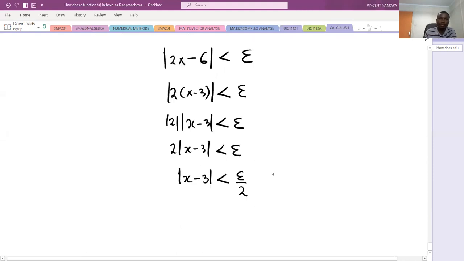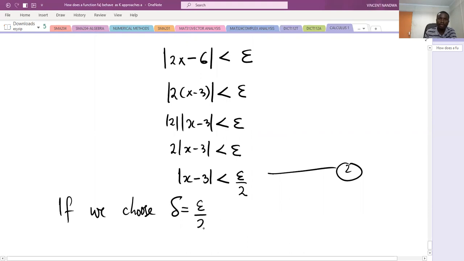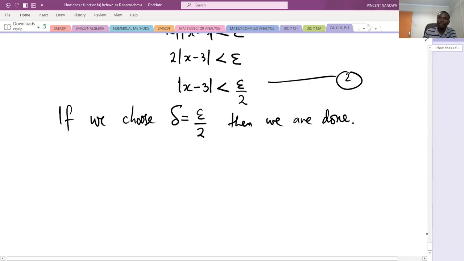So if we call this one equation 2 and then compare with equation 1, then if we choose delta to be the same as epsilon over 2, then we are done. Also, equation 1 and equation 2 have the same values on the left-hand side, so the right-hand sides can be equated. So that's what we have.